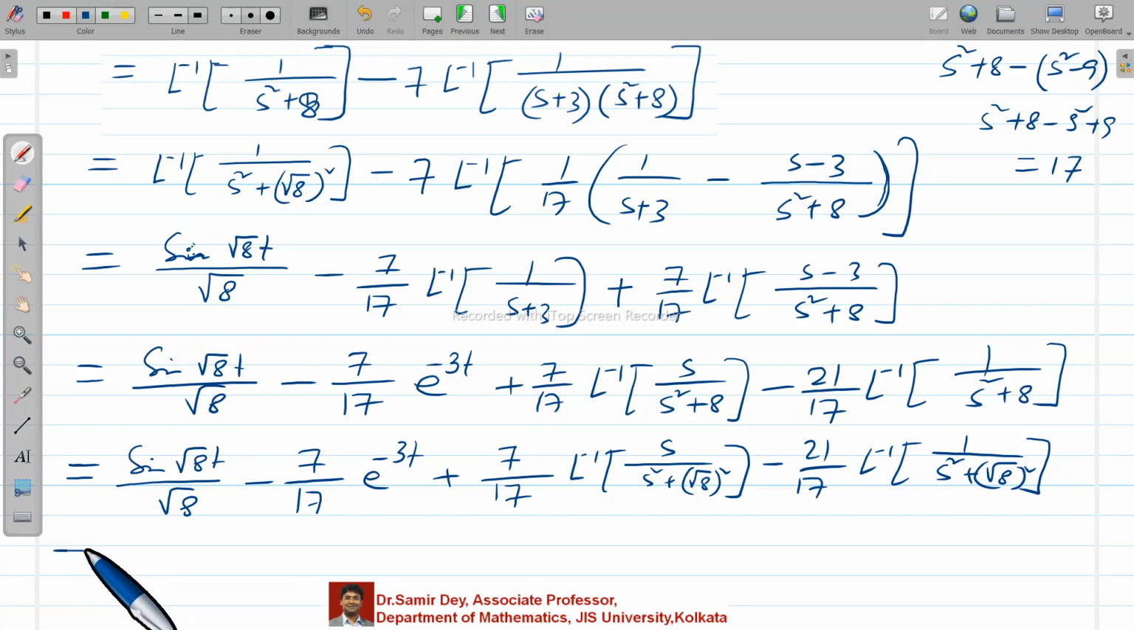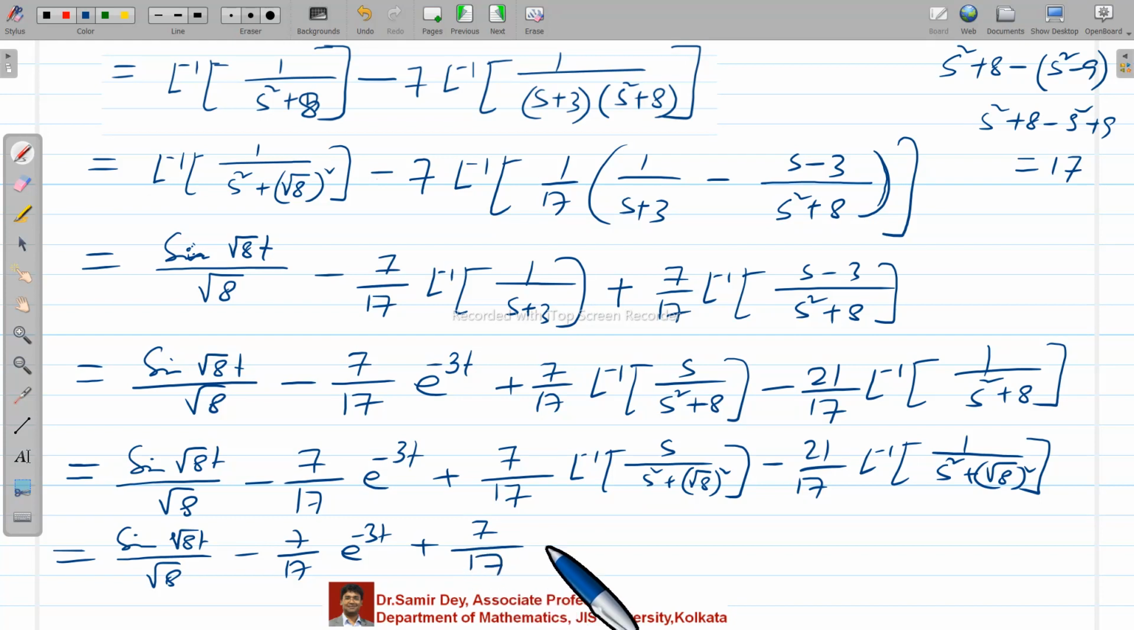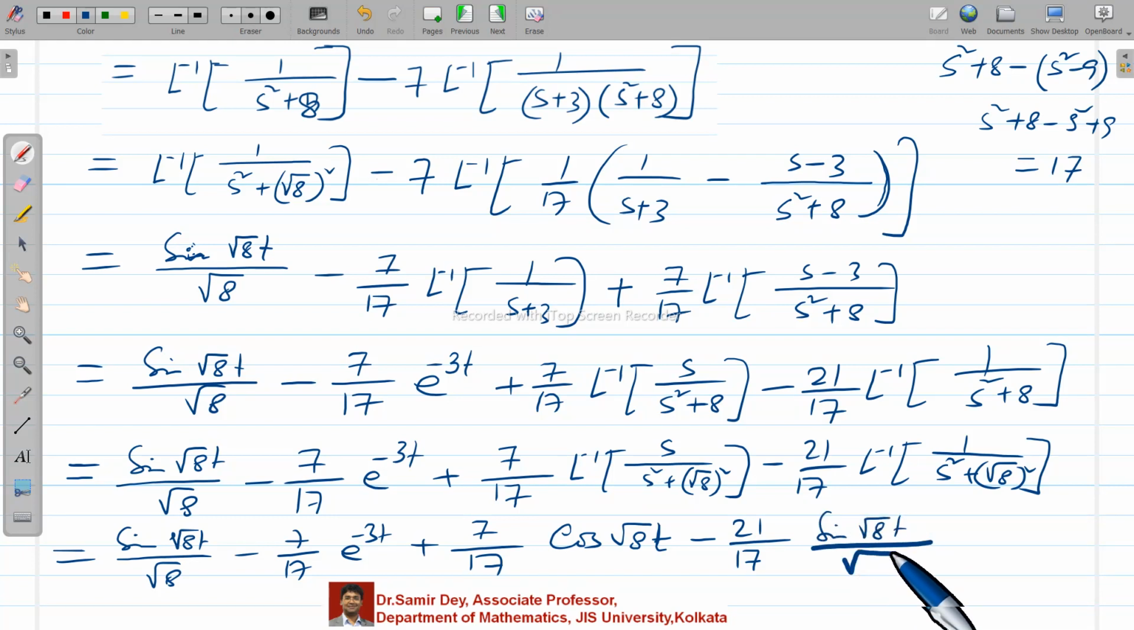So ultimately it is coming sine root 8t by root 8 minus 7 by 17 e to the power minus 3t plus 7 by 17 cos root 8t, minus 21 by 17 sine root 8t by root 8.